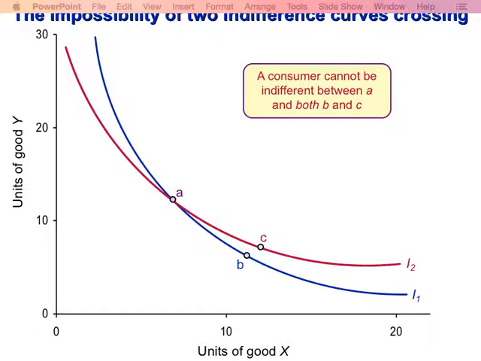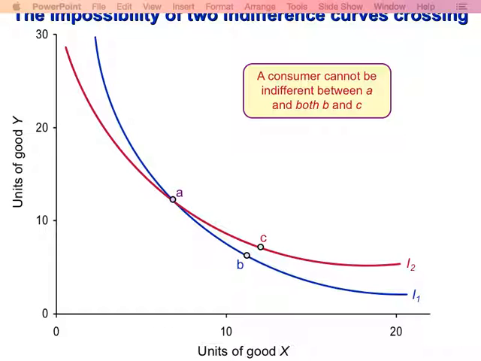And then, since point A is on I2, the satisfaction that I get from consuming the A point combination should be the same as the point C combination, because it's also on I2, right? But we said indifference curves that lie higher up will have a higher level of satisfaction. That means B should give me less satisfaction than point C combinations, yeah?